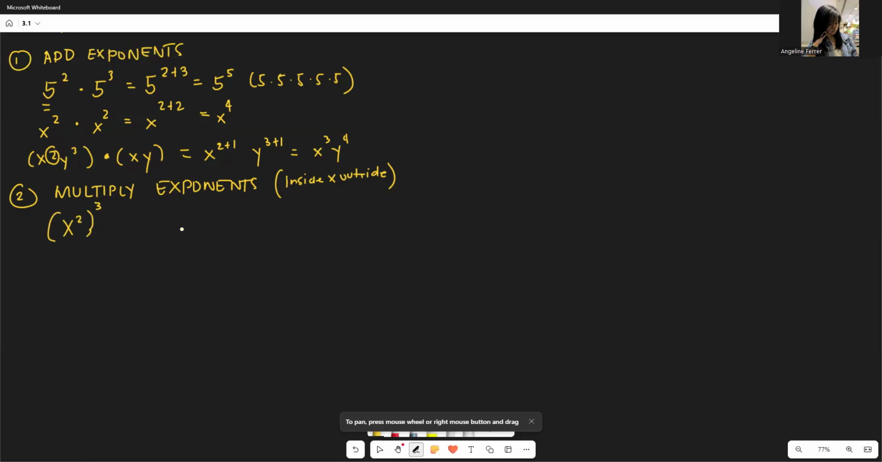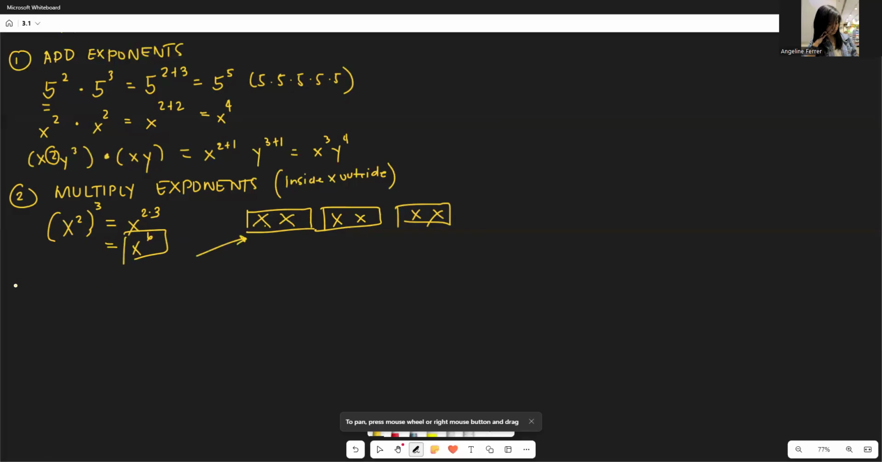So x raised to 2, that means you just have two x's. So that's one group. But then you're going to raise it to 3. That means we need 3 of these with two x's each. So that's how that works. And then you count the x's, we have 1, 2, 3, 4, 5, 6 in total. And when you multiply 2 times 3, then that's x raised to 6, which is basically the same as this.